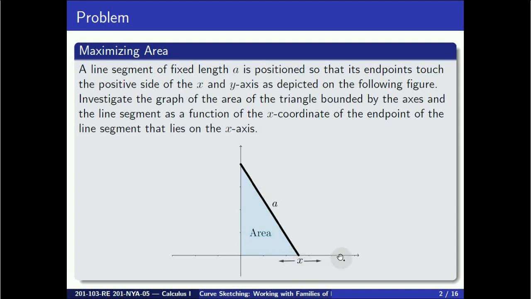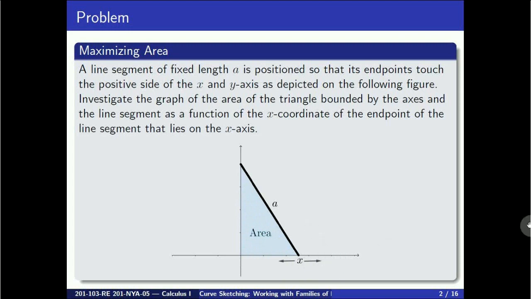In bold, we see the line segment of length A whose endpoints touch both axes. In light blue is the area of the triangle bounded by the axis and the line segment. By varying x, we can change the triangle and its area. Therefore, the area of the triangle is a function of x.